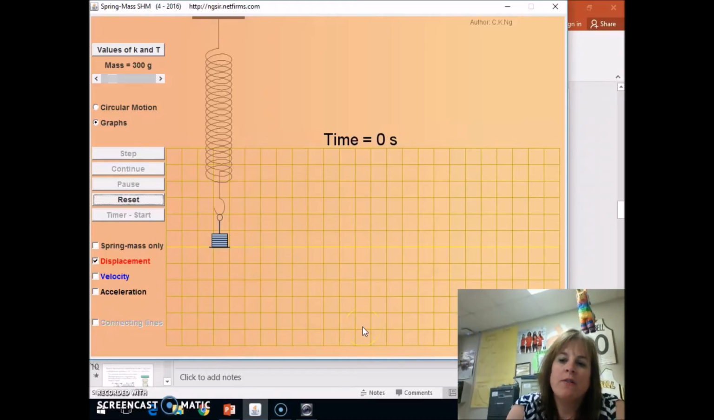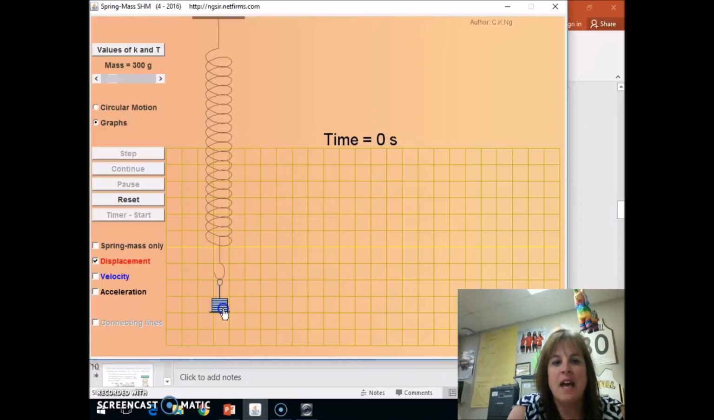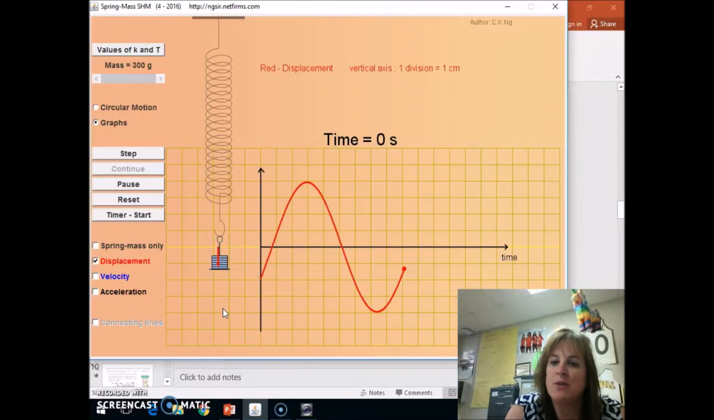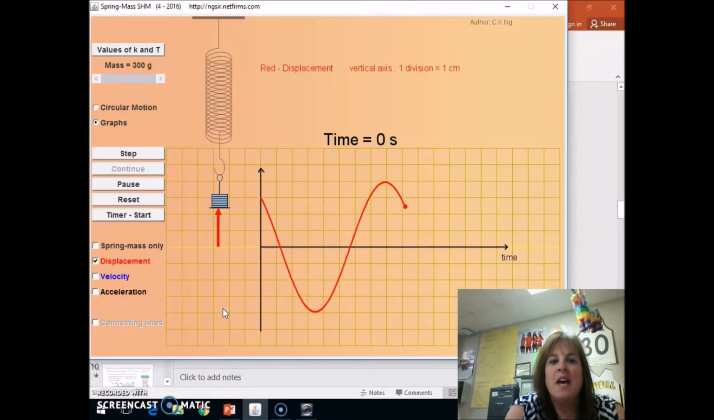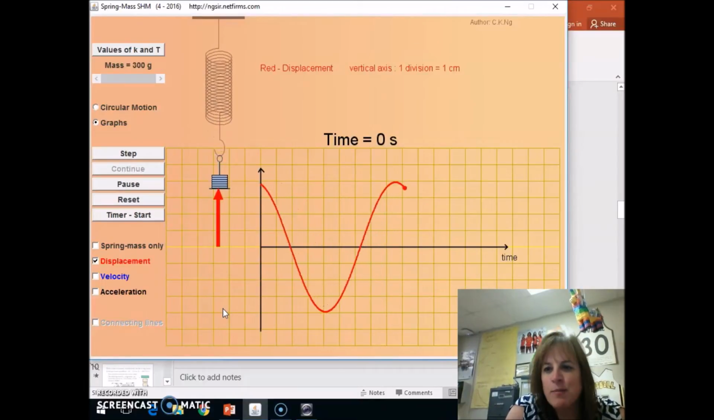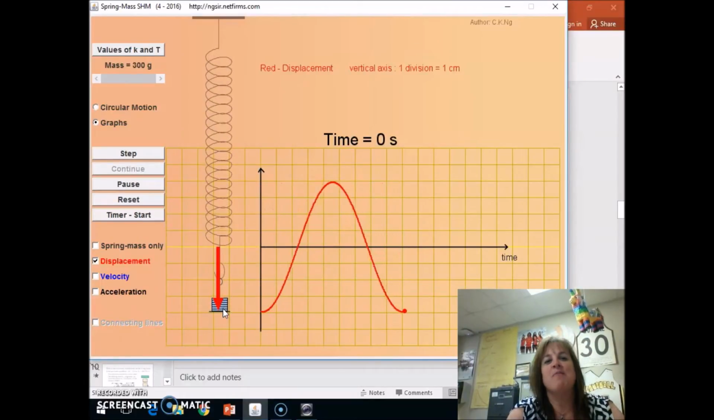One thing that'll be important for you to do is recognize where things are at maximums and minimums. And so I'm going to start this spring oscillating and have a displacement graph. And as you can see, it makes sense that the displacement graph, when I reach amplitudes, I'm at a maximum. And when I go through the equilibrium position, I'm at a minimum. This is a graph of my position.